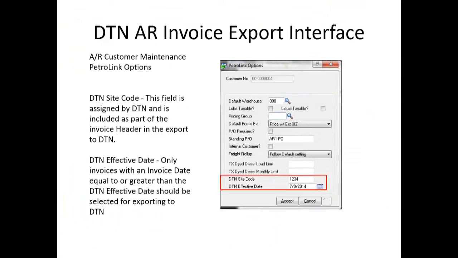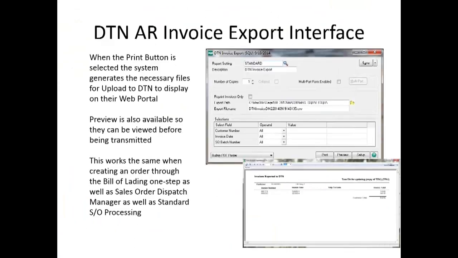Once you select the print button, it will generate the files, the CSV files that DTN needs in the layout that they expect. And then you have a preview, so you can kind of see what's being transmitted before you actually do it. So you can do your select and do a preview and see what's going to go before you actually transmit it. And then this works the same way when creating an order through bill of lading one steps or sales order dispatch manager, which, by the way, SODM is a feature of 2013. Be sure you check it out on an earlier webinar, as well as standard SO price processing.